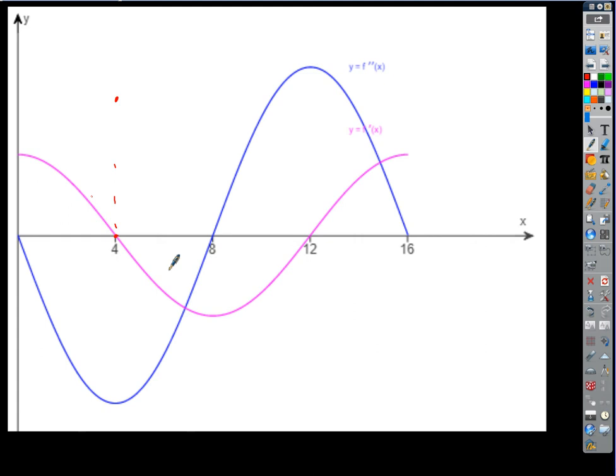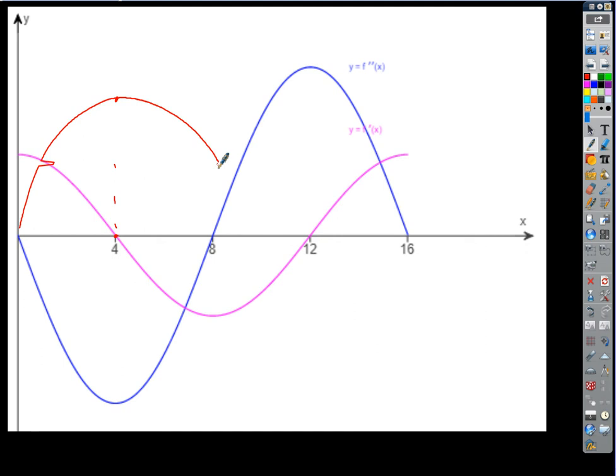Between negative infinity and 8, the second derivative is what? That's the blue one. Negative. So it's got to be concave down. So it all fits, doesn't it? So everything up through here, it matches that it's got to be like that, right? Does that make sense?